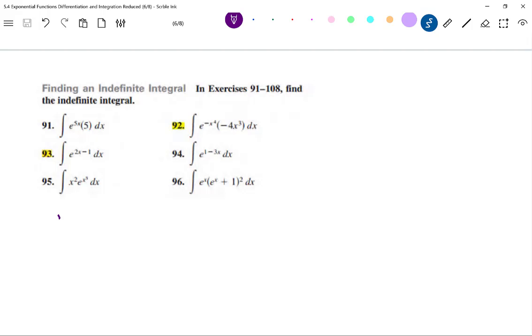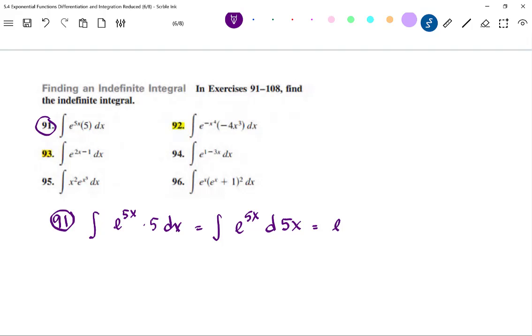For example, question 91. The integral of e to the 5x times 5 dx is the same thing as the integral of e to the 5x d of 5 times x, and that's e to the u du, so the result is going to be e to the u, e to the 5x plus a constant.